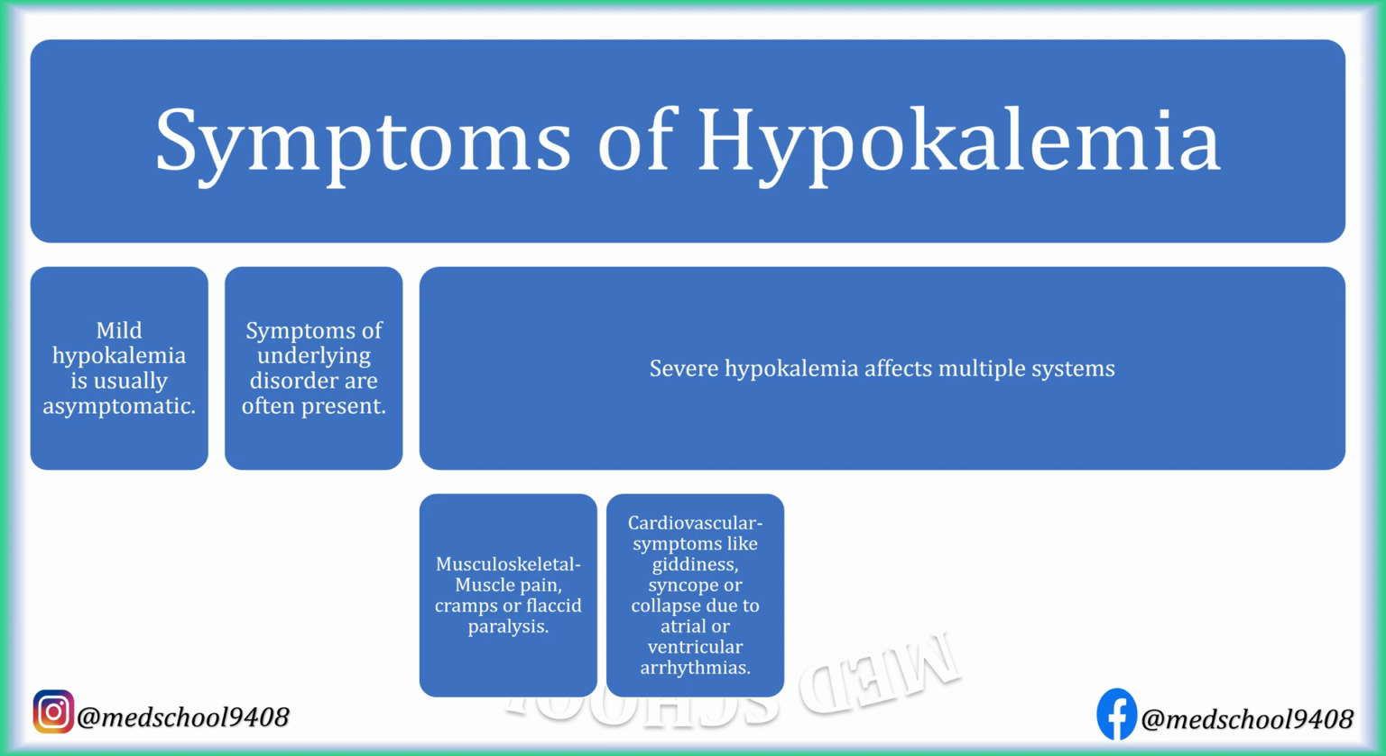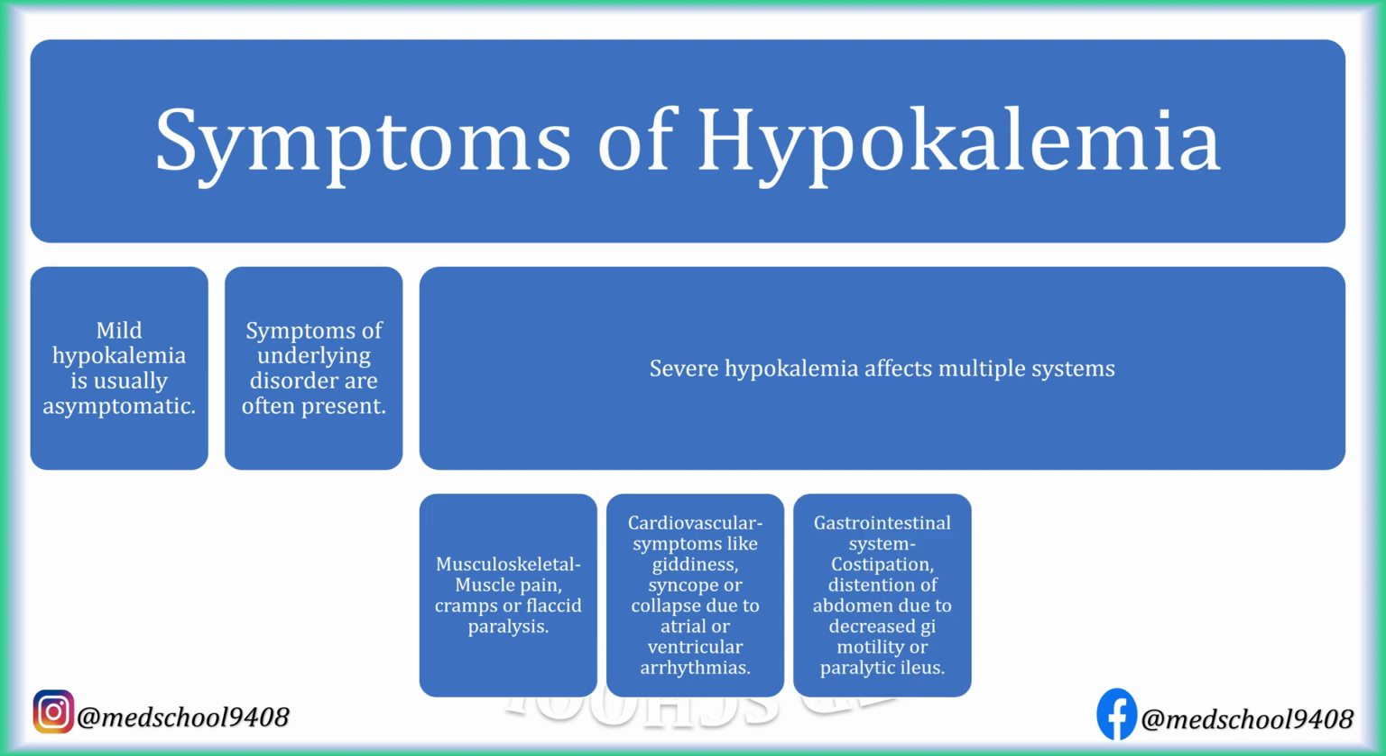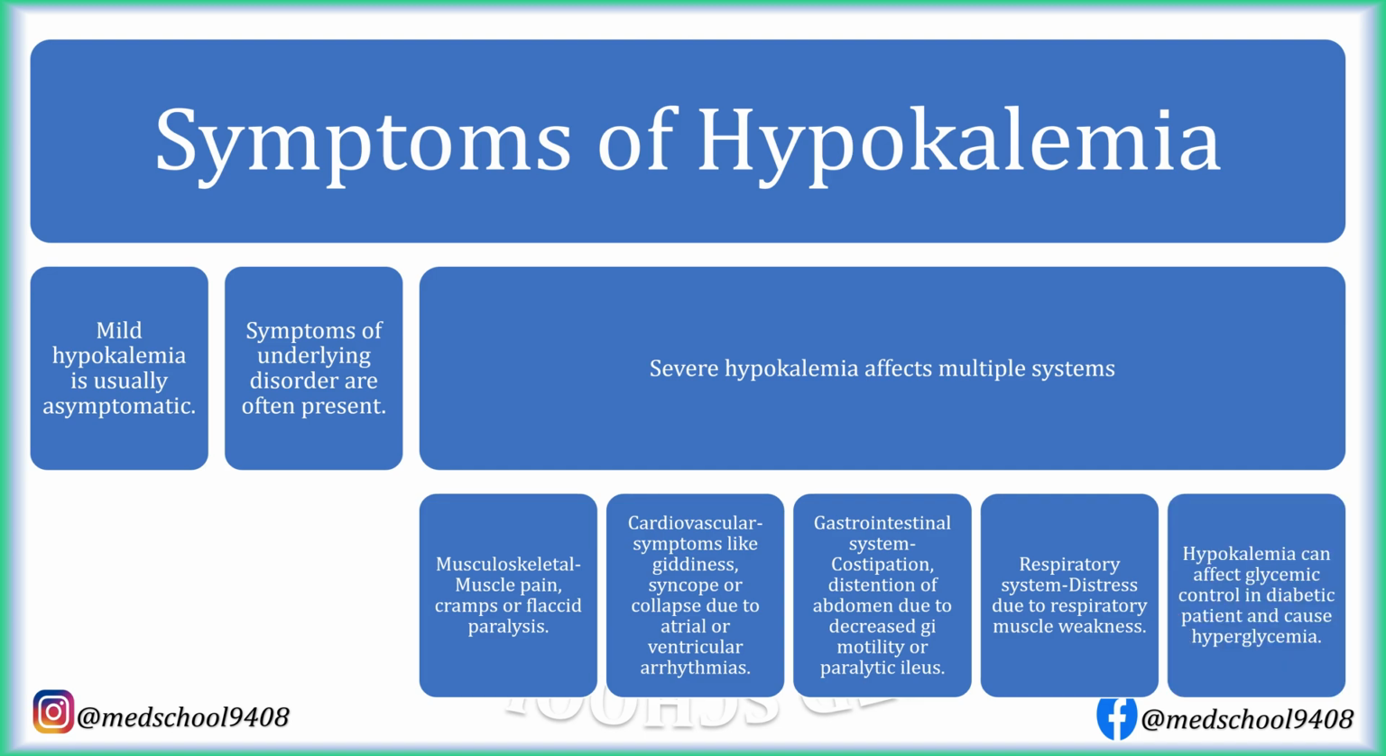Giddiness, syncope, or even collapse can occur due to atrial or more commonly ventricular arrhythmias. Constipation, distension of abdomen due to decreased GI motility or paralytic ileus. Patient can complain of respiratory distress due to respiratory muscle weakness. Hypokalemia can affect glycemic control in diabetic patient and cause hyperglycemia.